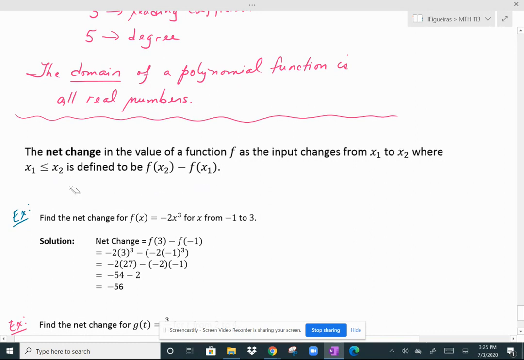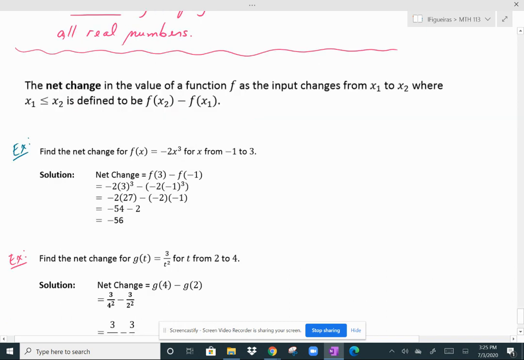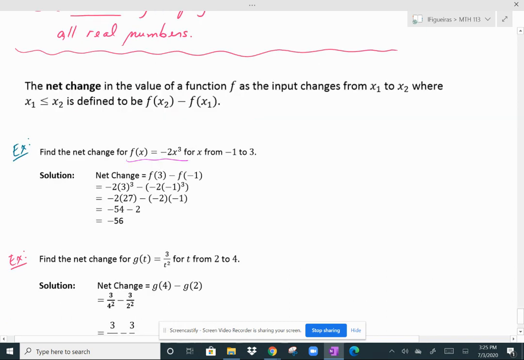So if f of x equals -2x cubed, as x changes from -1 to 3, your net change is f of 3 minus f of -1. So you just plug in 3 into -2x cubed. So you get -2 times 27 minus, and then -2 times -1. So you get -54 minus 2, which gives me a net change of -56.